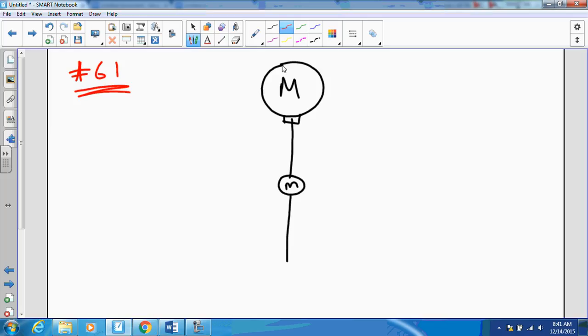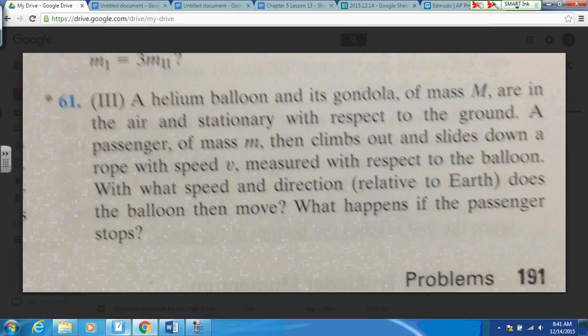Now what? We've drawn a picture. Okay. Definitely want to write down what we know from the problem. What do we know? We know the masses. We've got that. Check. Helium balloon are in the air and stationary with respect to the ground. What does that tell us?